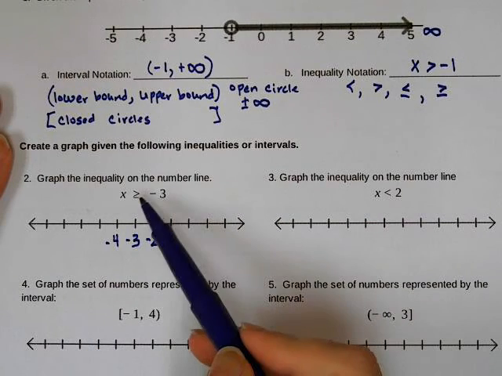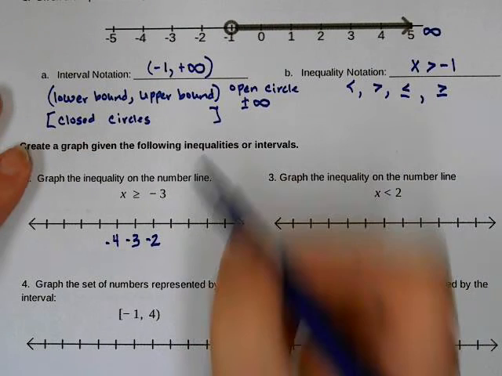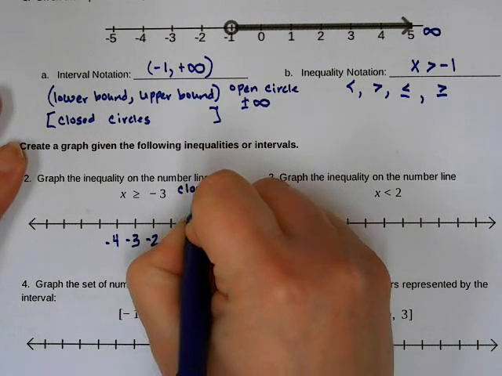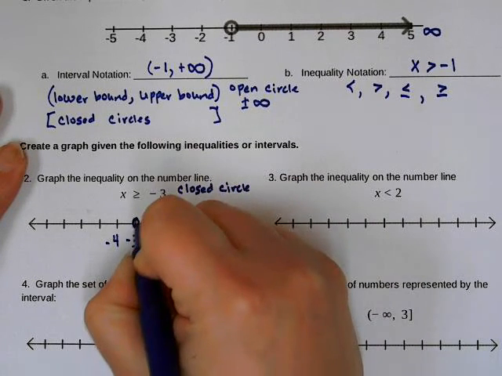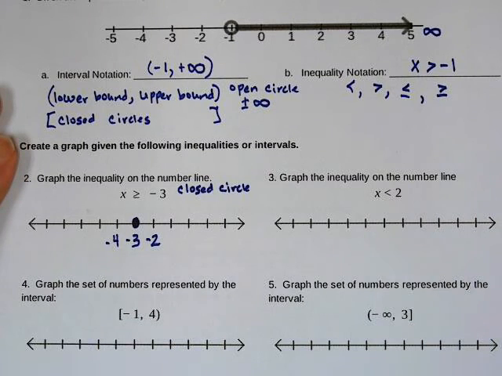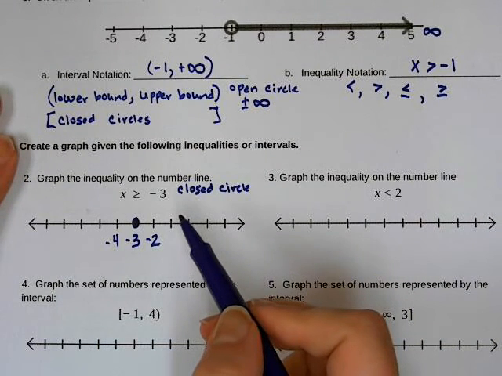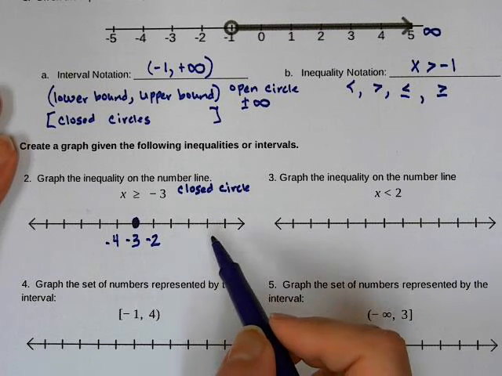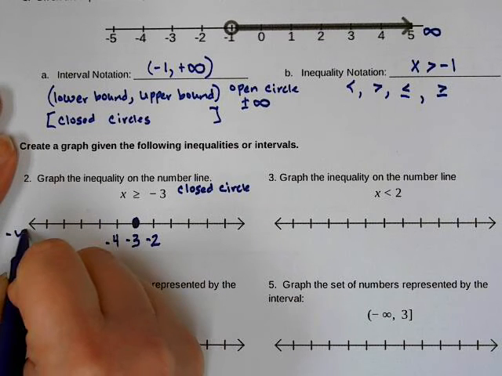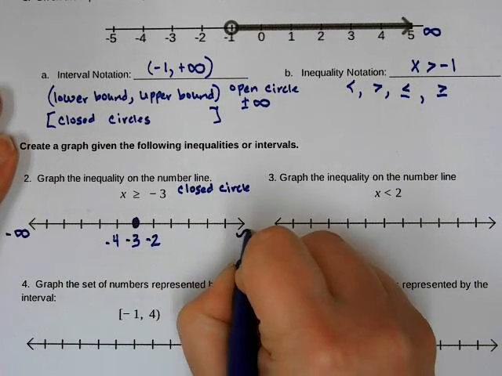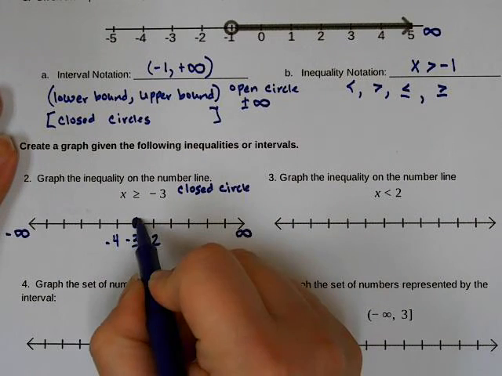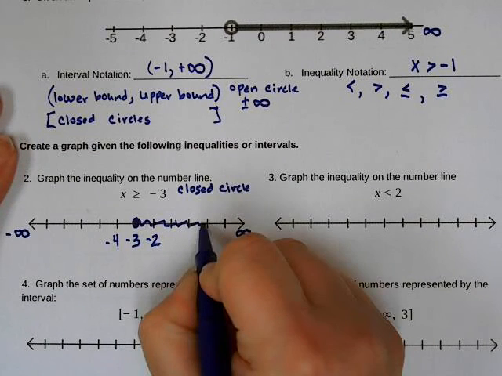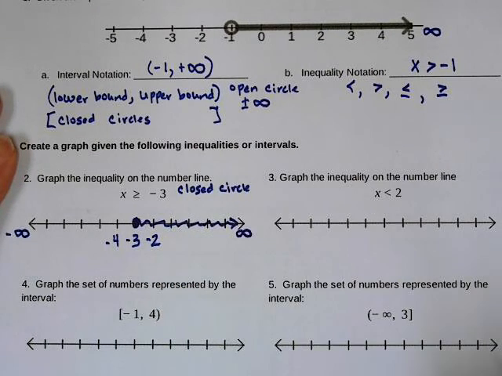Since this says greater than or equal to -3, that means this is going to be a closed circle. So I'm going to go to -3 and draw a closed circle. And I want numbers that are bigger than -3. So if I think about my number line, I know that this is going off towards negative infinity. This is going off towards positive infinity. Well, the numbers that are bigger than -3 are this way. So I'm going to draw my squiggle, and remember to put an arrow because it does go on forever.